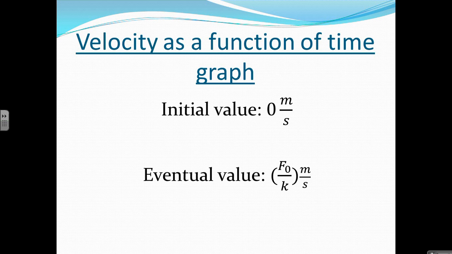Moving on to D, the velocity as a function of time graph. I've just identified the initial and eventual values here because we want to know where we start and where we finish, and I'll leave the shape of the graph between those two positions up to you. The question does ask us to label the important values on the vertical axis, and so these are the two important values. At 0 meters per second, that's where we start. Eventually, when our velocity is equal to F sub 0 divided by k, that's going to give us a 0 slope in this graph, and then our graph will straighten out.